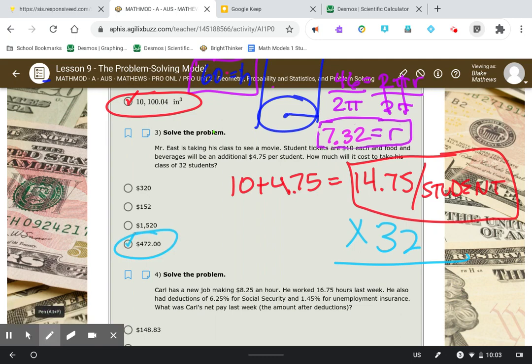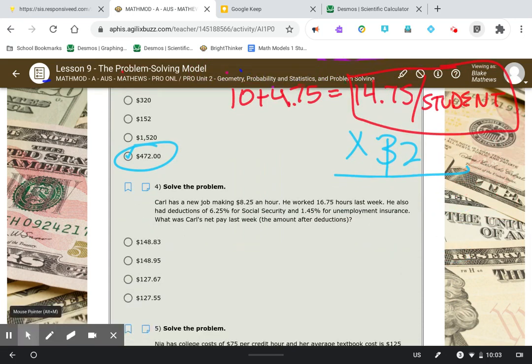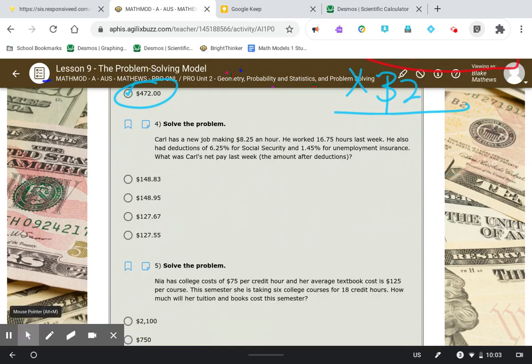All right. It says Carl has a new job making $8.25 an hour. He worked 16.75 hours last week. He also has deductions of $6.25 for Social Security and $1.45 for unemployment insurance. This is a really strange problem. This is something you're going to cover in the following unit, so I don't know why they're introducing this now, but I'll help you walk through it.